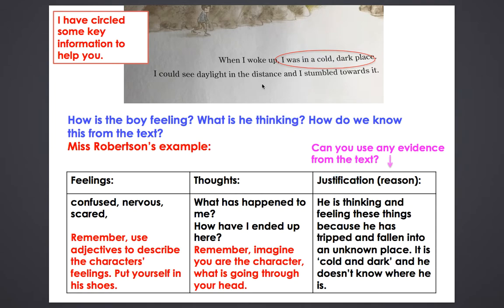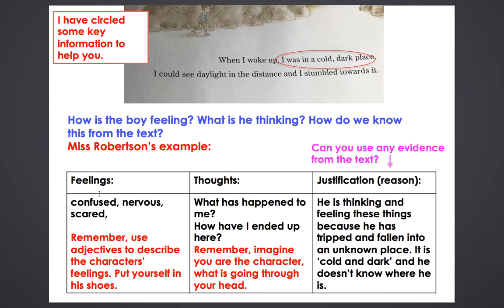Okay, so for example, this is one of the first pages in the book. It's when the boy wakes up after falling into the cave, and he's in a cold, dark place, and he sees daylight in the distance and he stumbles towards it. Okay, so from that I've circled some key information that can give me a clue about how he's feeling. So I've circled that he's in a cold, dark place. Now, if he's fallen down a hole and he's in a cold, dark place, I think he's going to be feeling quite confused and nervous and scared, because he doesn't know where it is.